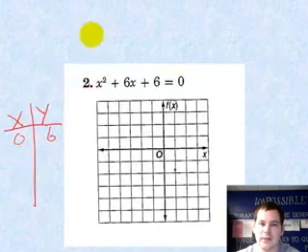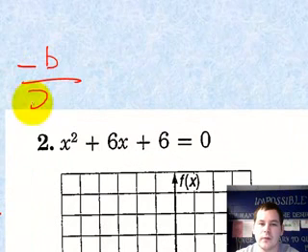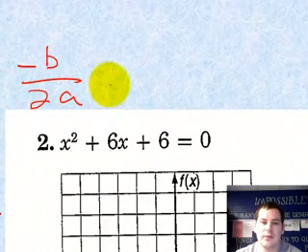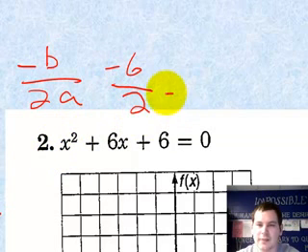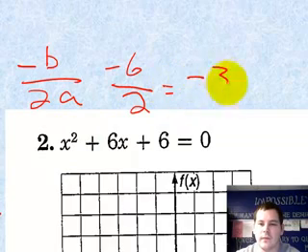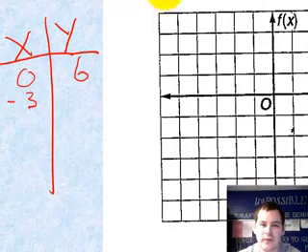Second one I want to look at is the vertex, which formula on that again is -b over 2a. So I'm going to go through and take my b value of 6. My a value here is just 1, so it's 2. That gives me a vertex. My x is -3.